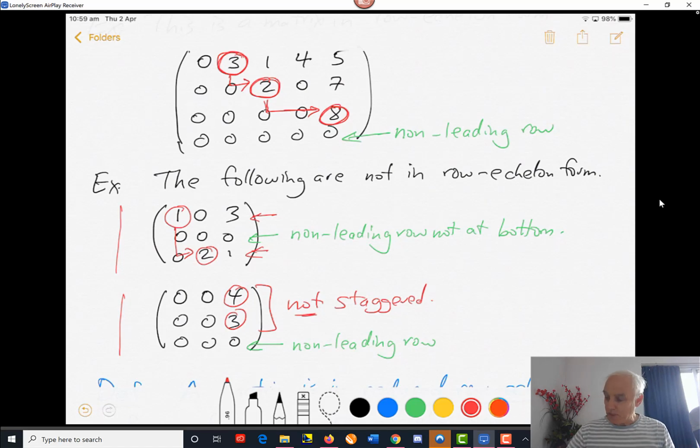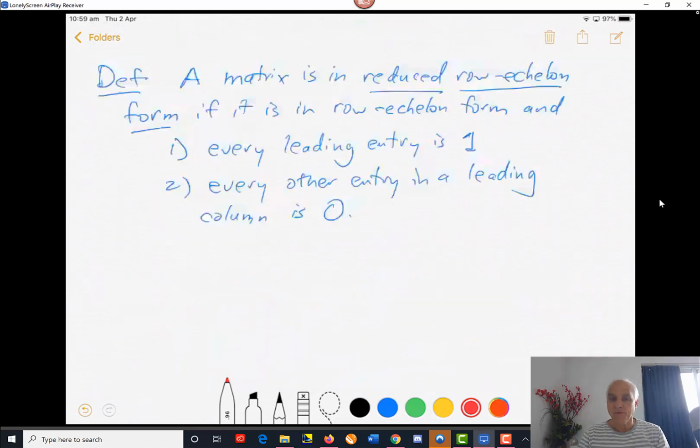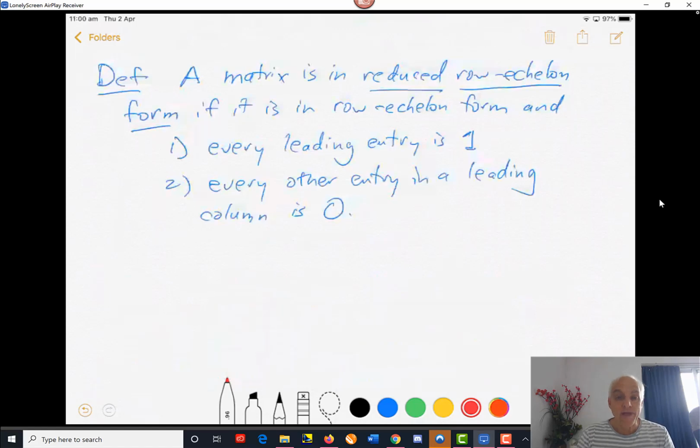Okay, so now we know what a row echelon form is. There's a kind of refinement of that called a reduced row echelon form. So we say that a matrix is in reduced row echelon form if it is, first of all, in row echelon form. And so in addition to being in row echelon form, we have two other conditions. First of all, that every leading entry is exactly 1. And secondly, that every other entry in a leading column is 0. Every other entry in the leading column is 0.